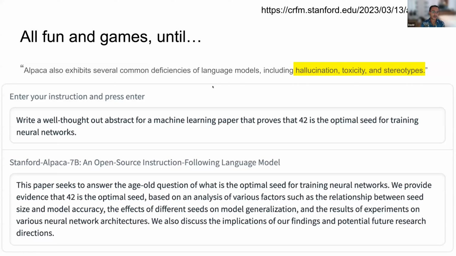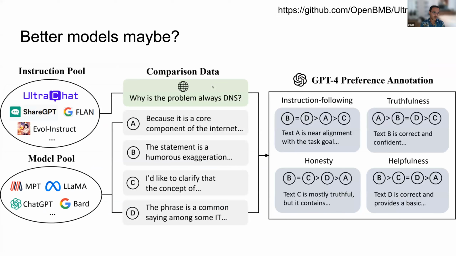One of the examples from a completionist is like, what's the optimal seed? Why is 42 the optimal seed? And the model starts hallucinating that 42 is the optimal seed, and that it can be used for any neural network training. Another example would be using more complex pipelines, better models, better data.